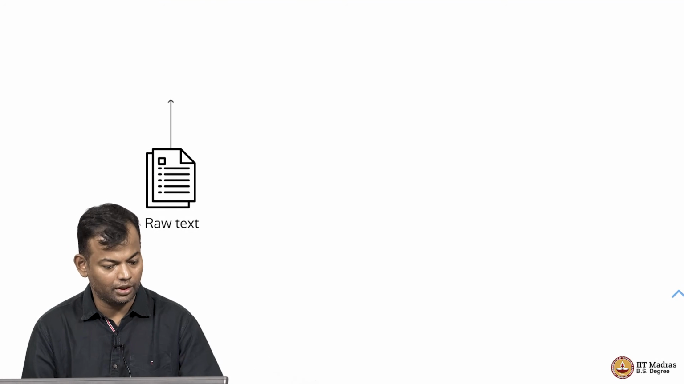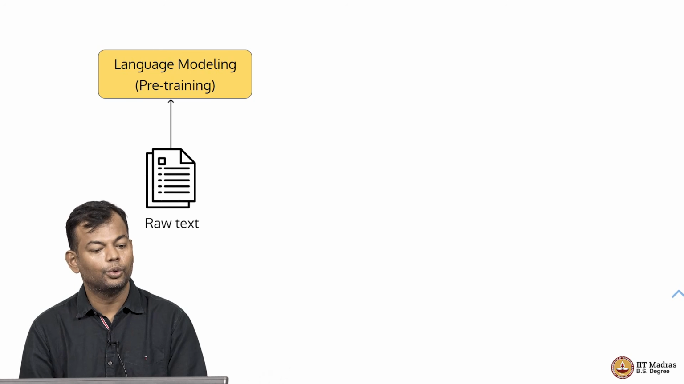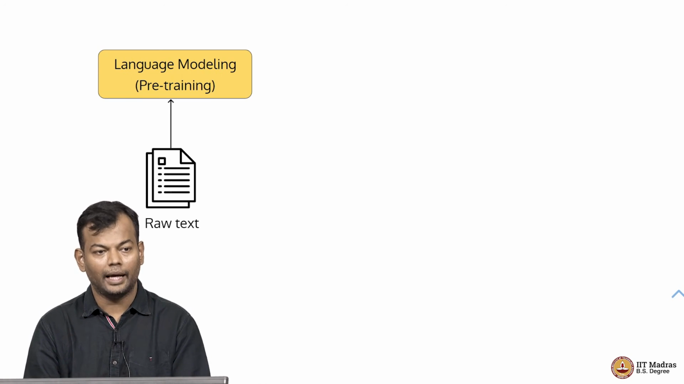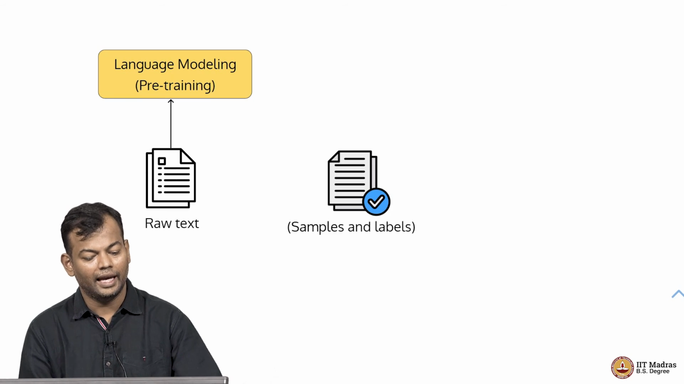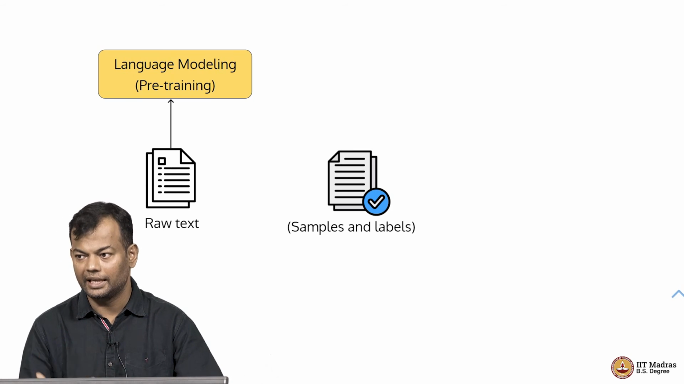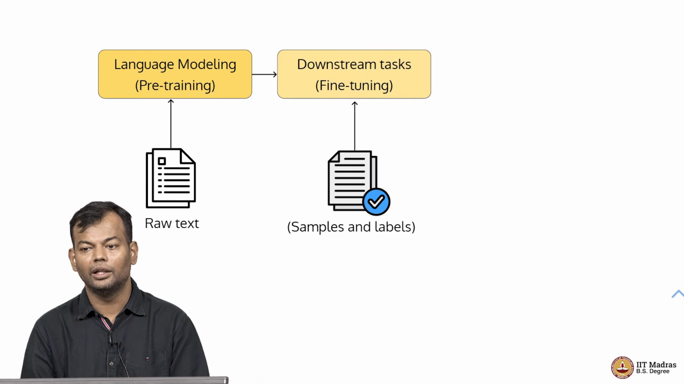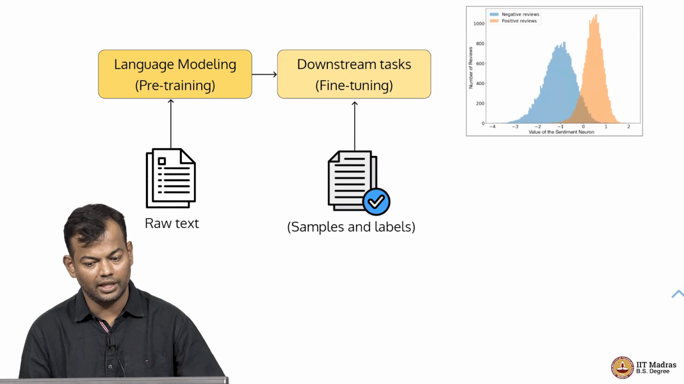Okay, so this is what we are talking about pictorially, right? So you have a large amount of raw text. You do what is known as language modeling, right? And that's pre-training to make the model aware about language. And then you have a small amount of samples and labels, the supervised data that we were talking about. And then you make the model learn some of these downstream tasks. This is the fine-tuning stage.